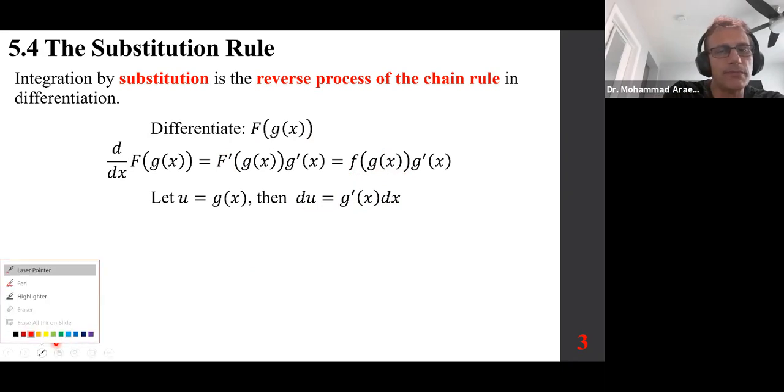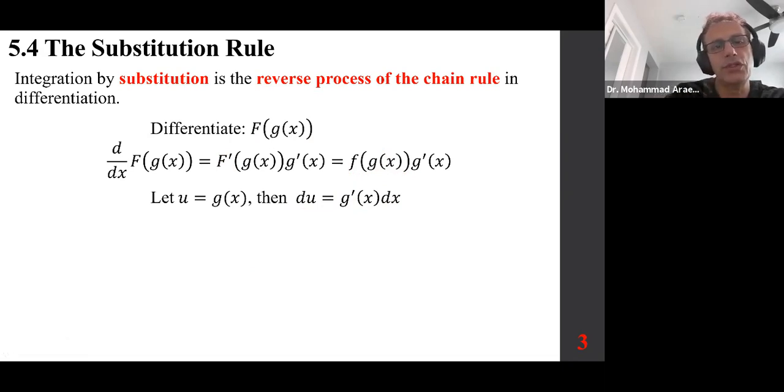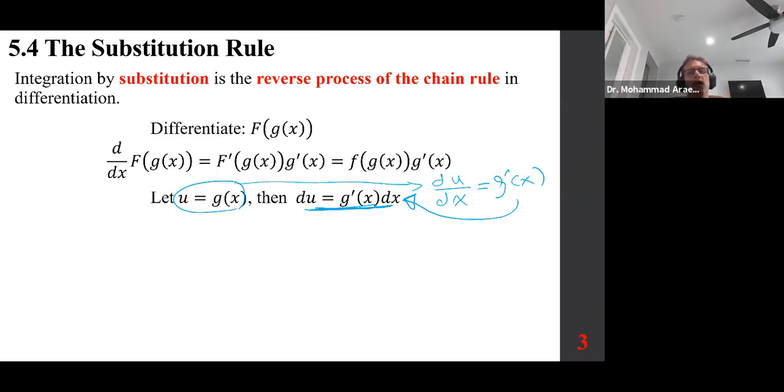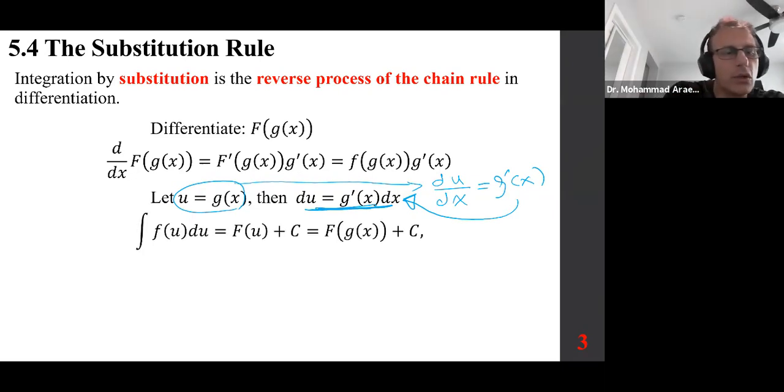In other words, if u is g of x, then we can say du dx is g prime of x, and therefore du is g prime of x times dx. So we can go back: the derivative of this results in this, and the integral of that results in the original function. So that's the substitution method.